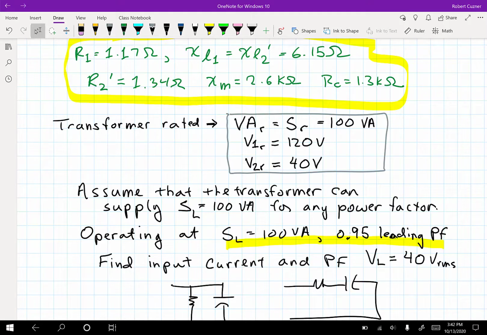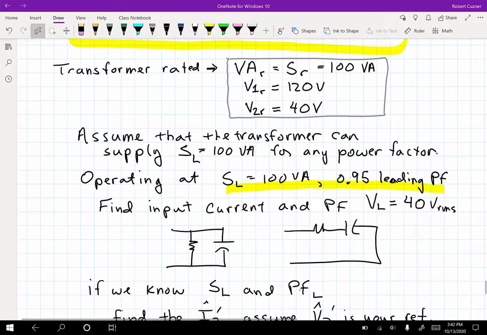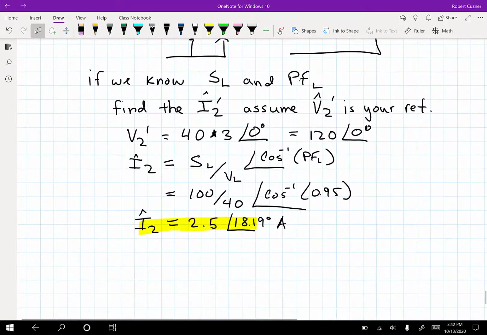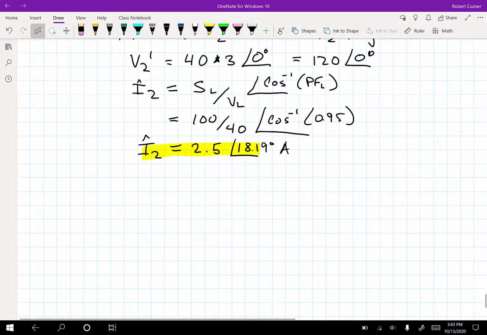The question now is, can we actually find everything working back from the load? Yes, we can, but we have to apply some of our circuit knowledge from our early circuits classes. Since we know the current at the load and we have an equivalent circuit, we can find the input current. In order to do that, first let's reflect the secondary current to the primary.